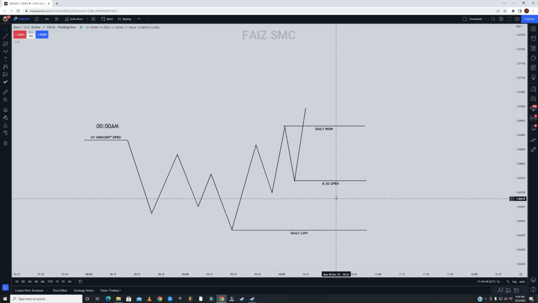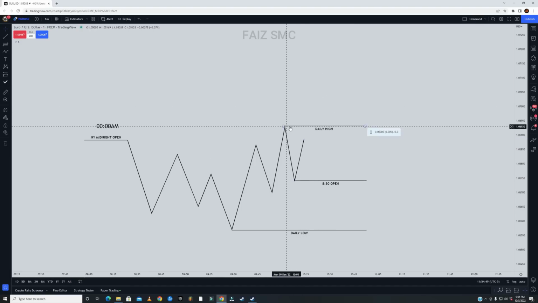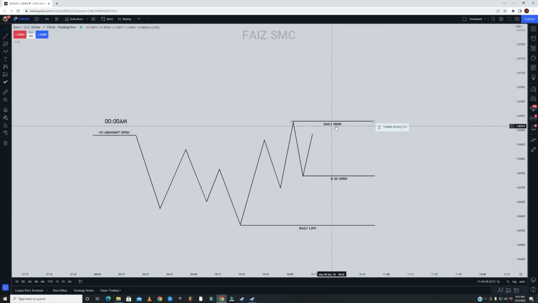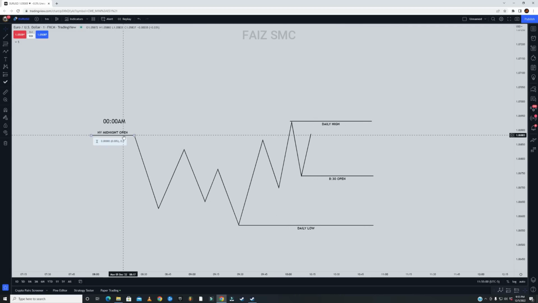Now, before 8:30 open, right? I repeat, before 8:30 open, you want to mark out the daily high and the daily low before 8:30 open. Make sure you remember that. So once you have marked out the daily high and daily low after the midnight open, you should start looking for daily high and daily low after midnight open and before 8:30, right?